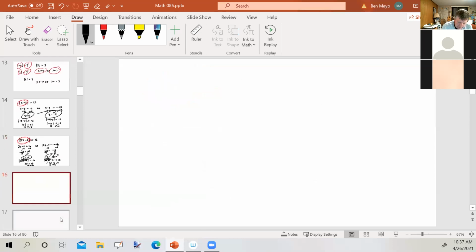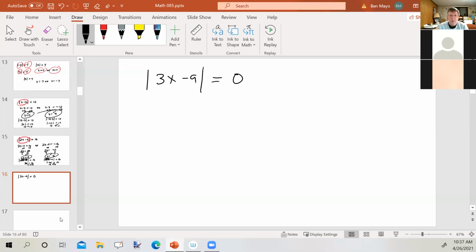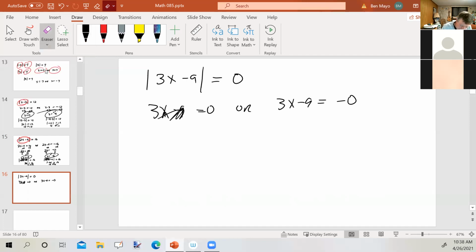All right. Let's say we've got this scenario. The absolute value of 3x minus 9 equals 0. Well, we've got 3x minus 9 equals 0, or 3x minus 9 equals the opposite of 0. But isn't the opposite of 0 just 0? I want to recopy this a little nicer. So we've got 3x. Yeah, isn't the opposite of 0 still equal to 0?